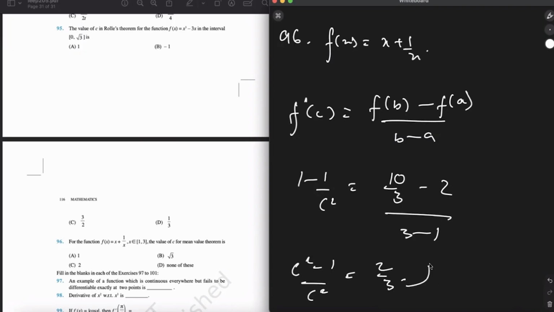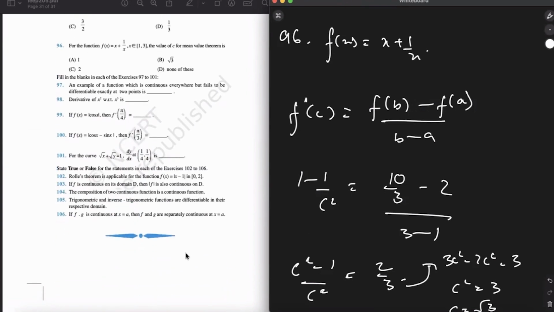In this, I'll get what? 3c² - 2c² = 3. c² = 3, c = plus or minus √3, but the domain given to us is from 1 to 3, so it will be positive √3. Option B will be the correct answer.